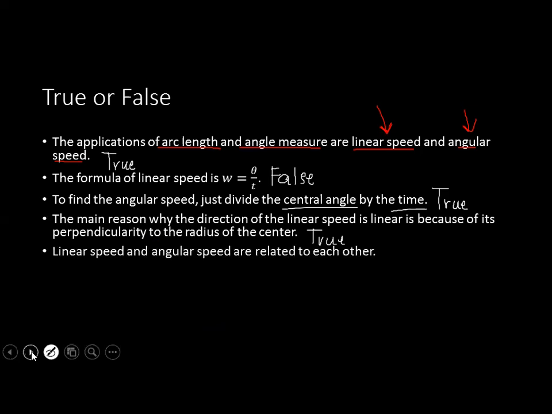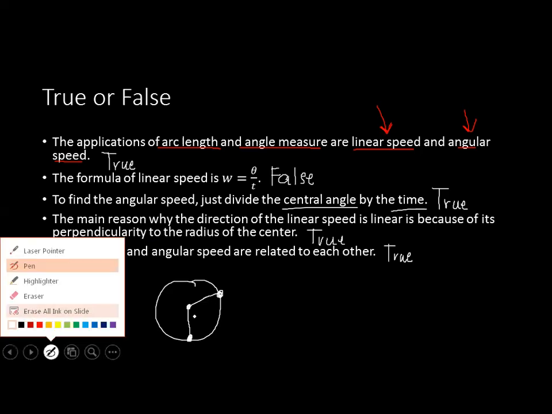Next. Linear speed and angular speed are related to each other. The answer is yes, they are in fact true. If we draw a graphical representation, we notice that the object moves in a circular path, and this is the initial, the starting point.